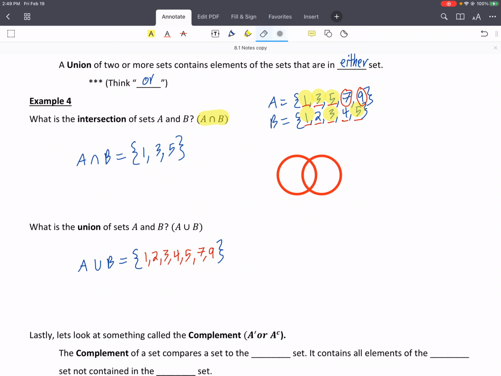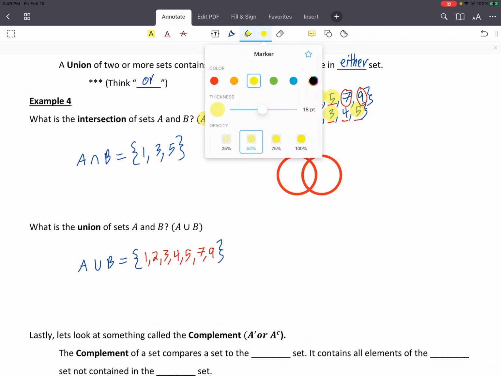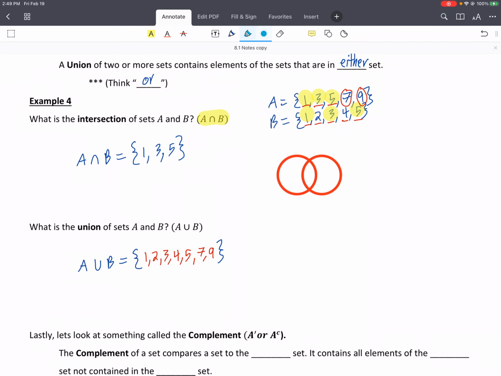And so if we were to do our shading of A union B, it would be everything that's in A as well as everything that's in B. So we would shade both of those there.